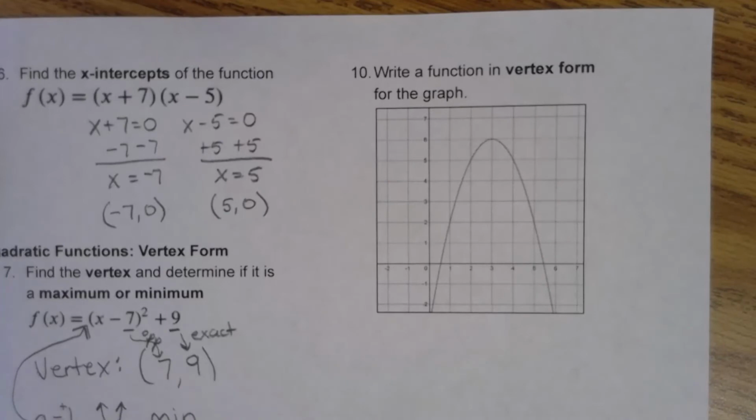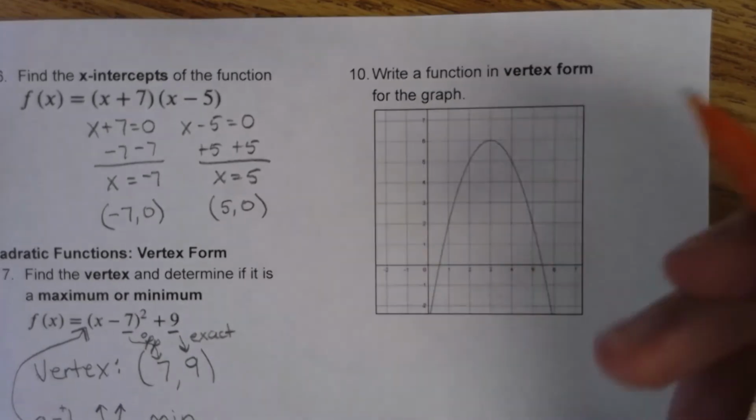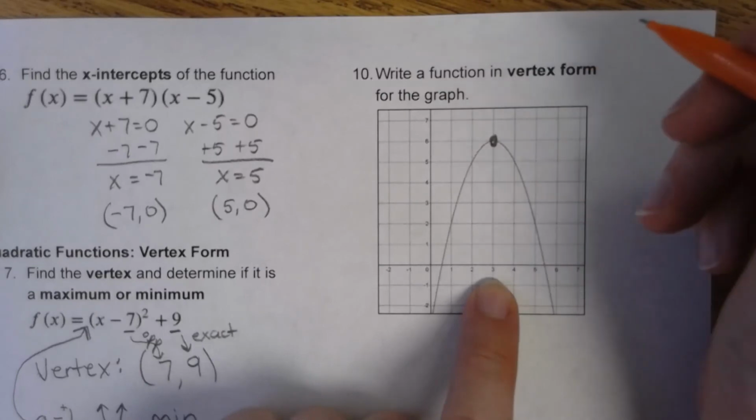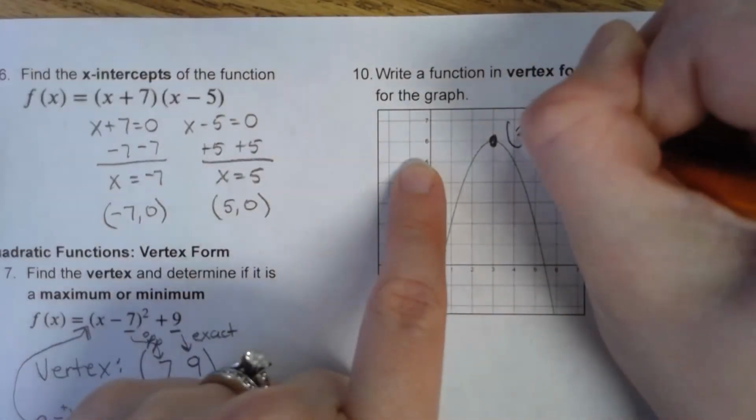Let's look now at question number 10. We're going to write a function in vertex form for the graph. So here we see this graph. Let's first find our vertex since we're writing it in vertex form. So 3, 6.